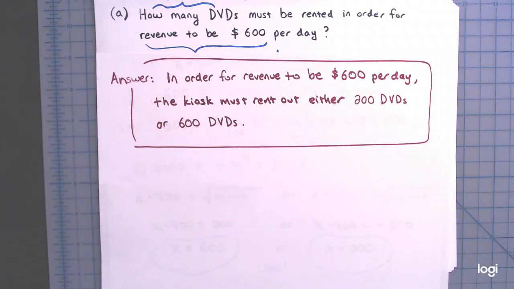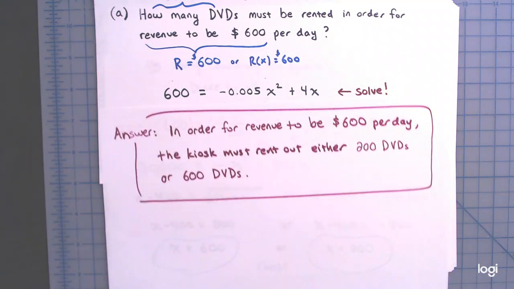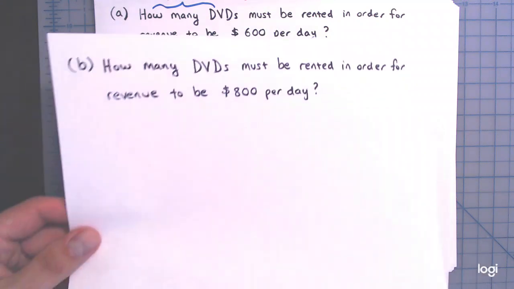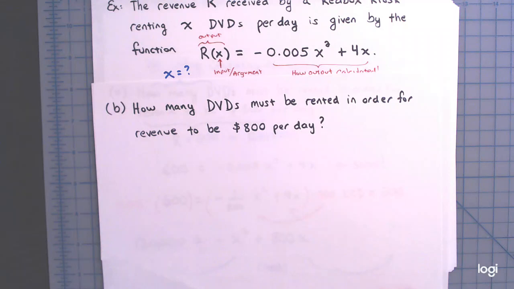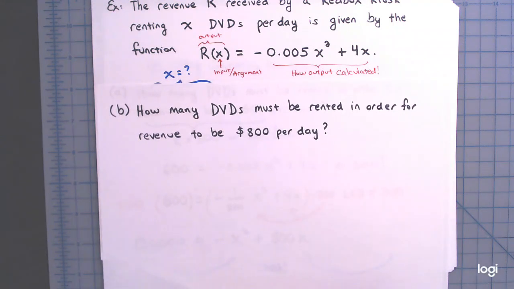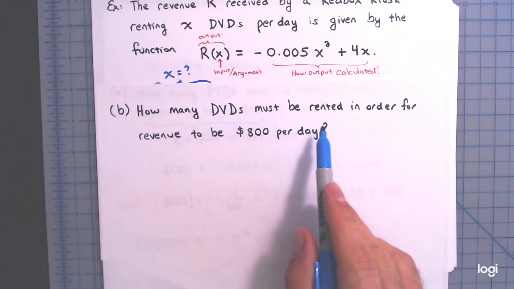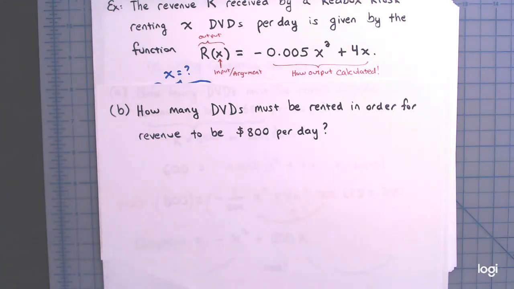Okay, so there's part A, and part B is very, very similar. In fact, I'm going to do basically exactly the same thing. Part B is the following, same question, but now part B is how many DVDs must be rented in order for the revenue to be $800 per day.